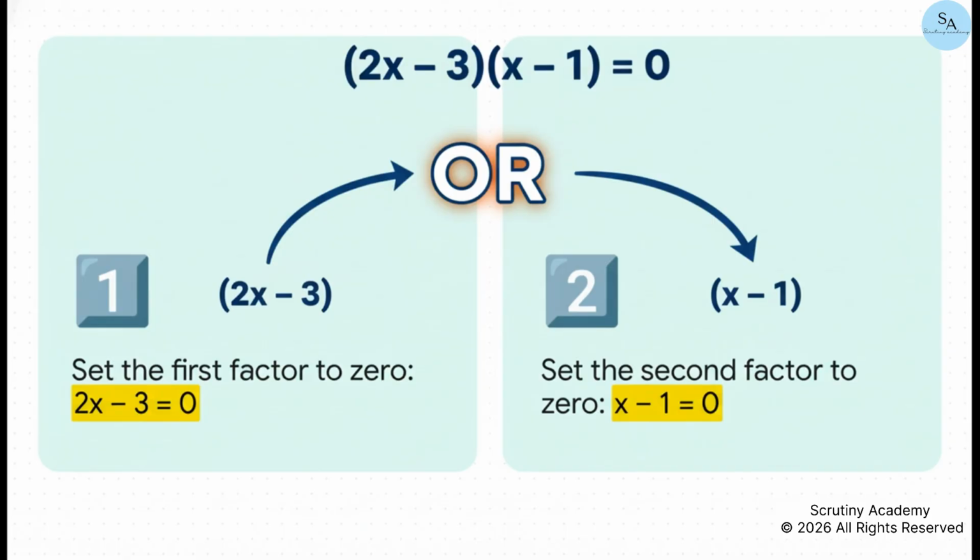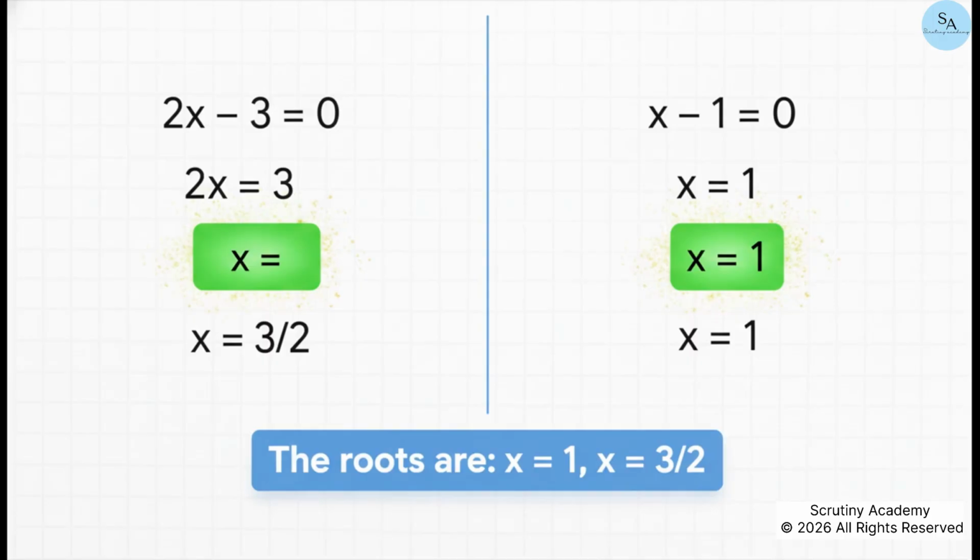It means that either our first bracket, the 2x minus 3, has to be equal to 0, or our second bracket, the x minus 1, has to be equal to 0. One of them must be true. And now all we have to do is solve these 2 super simple equations to get our final answer.